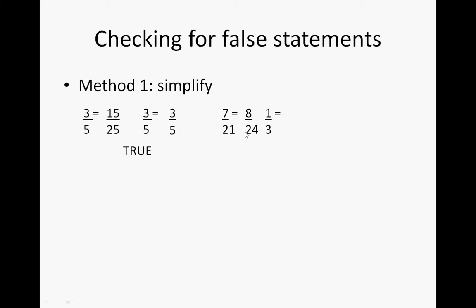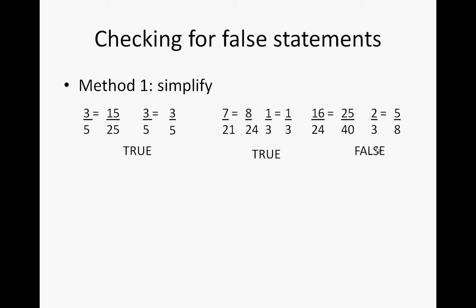7/21 can be simplified, numerator and denominator, by dividing by 7, and you get 1/3. 8/24 can of course be simplified by using 8, and you get 1/3. So this one is true. Here's one more to try on your own. Try simplifying both sides and see if you get the same thing. Pause the movie and try to simplify. Now that you have tried it on your own, here's how it works out. We have 2/3 is equivalent to 5/8, which is not true, so this one is false.